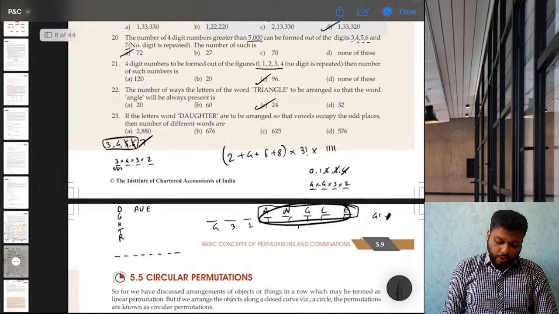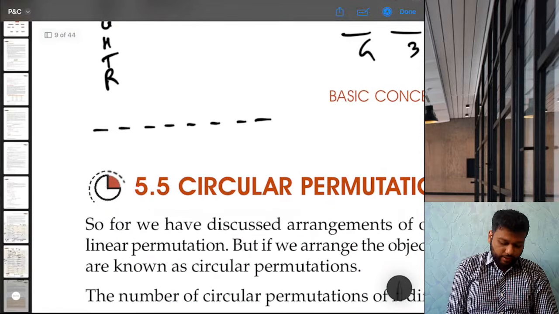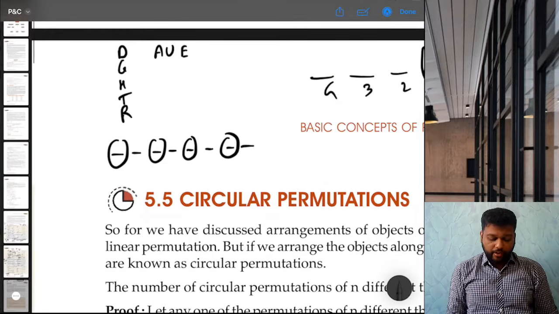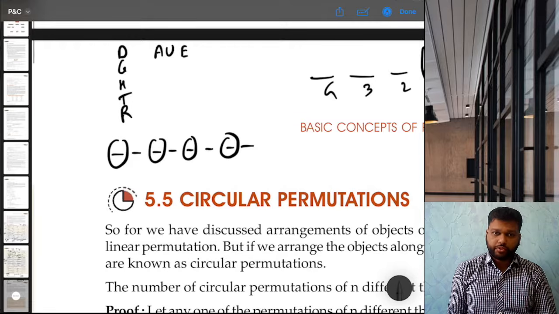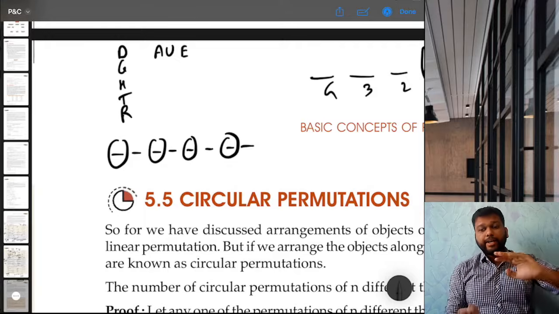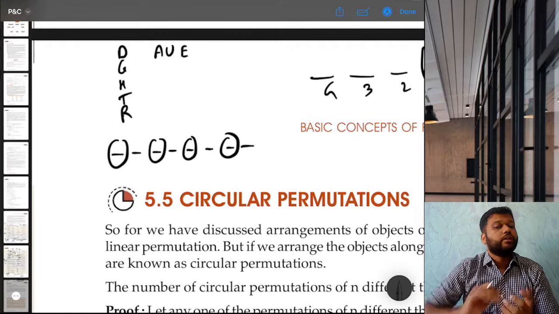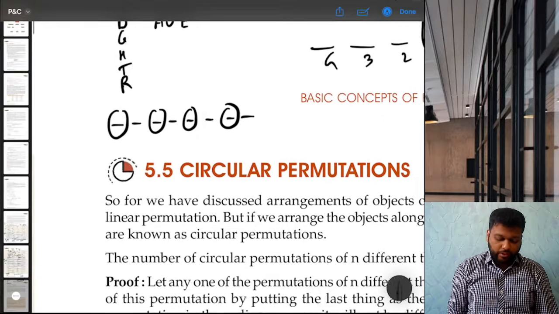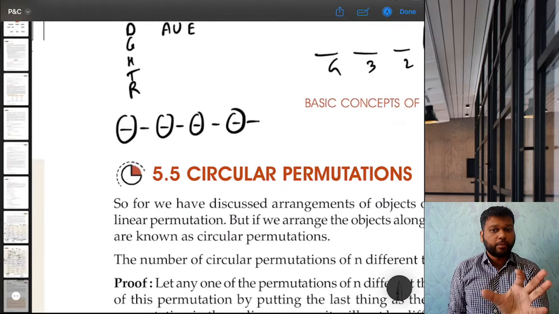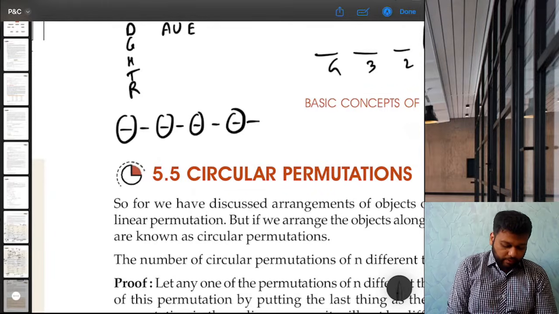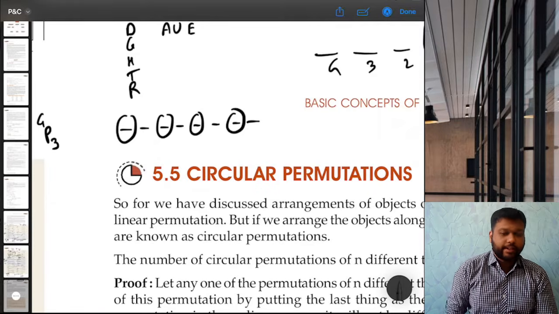We want vowels to be in odd places. What are odd places? The first, third, fifth, seventh. So there are 4 odd places and there are 3 vowels that you have to arrange. Now understand, nPr works in the opposite way also. In nPr, you can have n places and r things. So you can just think like there are 4 places and you have to put 3 letters over them.